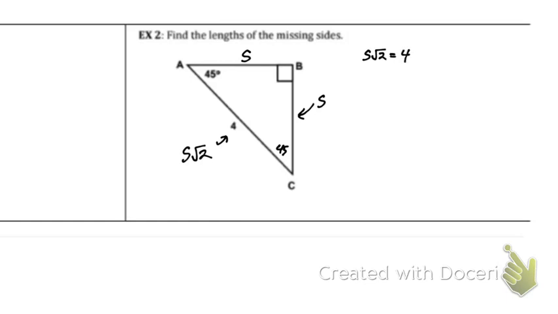I pulled that from here. Now I'm going to solve it for S. I'm going to divide both sides by square root of 2, and we're going to end up with S equals 4 divided by square root of 2. But we can't leave it like that. We need to multiply the top and bottom by square root of 2.